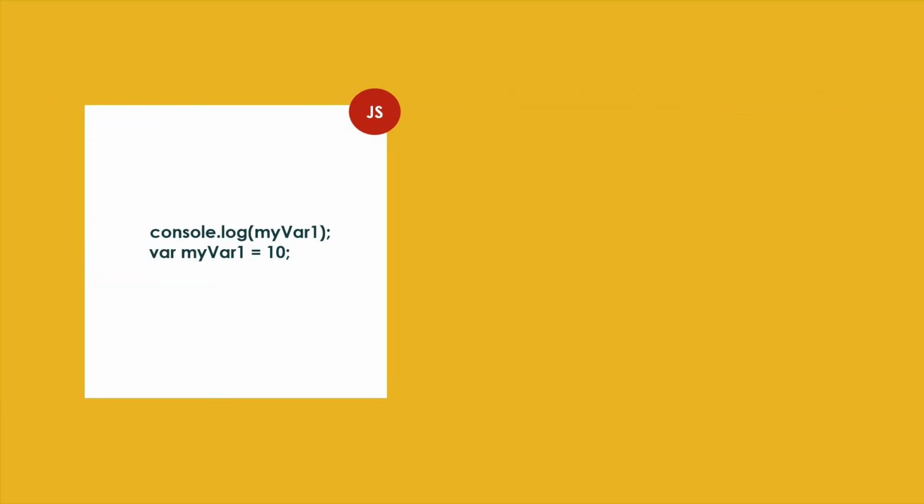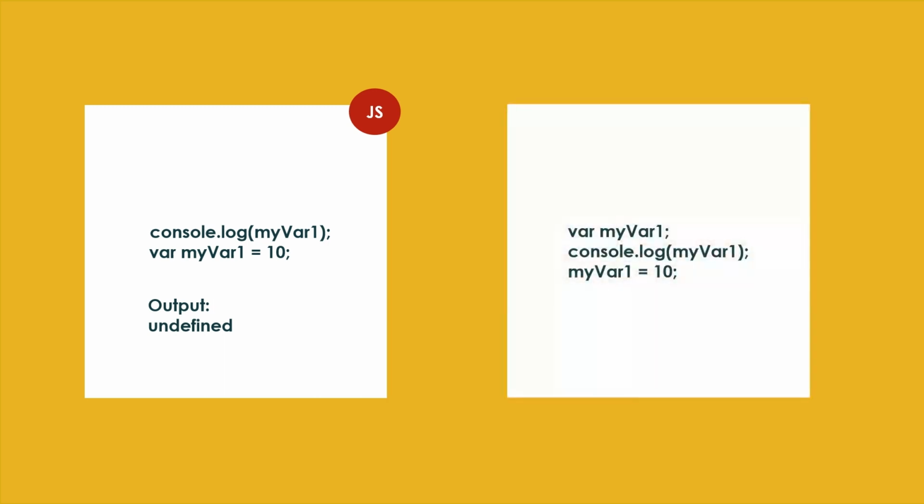One last example. Can you guess the output here? Okay, it's undefined. Always remember, it's the definition that moves to the top, not the initialization. So the code in this context will be, since the variable is not initialized, it will log undefined, and then initialization takes place. Let's try these examples in a compiler to make sure we are seeing the correct output.